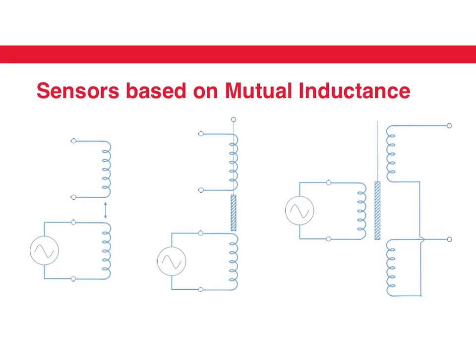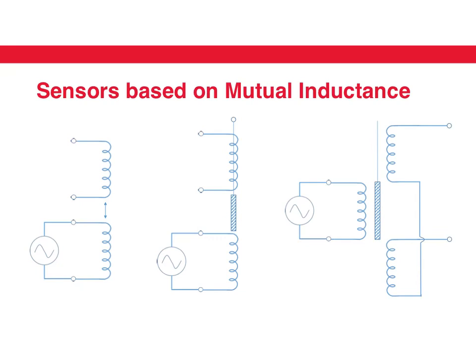We can make different sensors based on mutual inductance. For example, here is one sensor where essentially the principle is that the secondary coil or the second coil comes close to the primary coil. If it comes closer, more of the magnetic field goes through this and more voltage is induced across the second coil. Here is another example where instead of bringing the coil closer, we use a ferrite core to change the amount of magnetic field that is coupled between the first and the second coils.